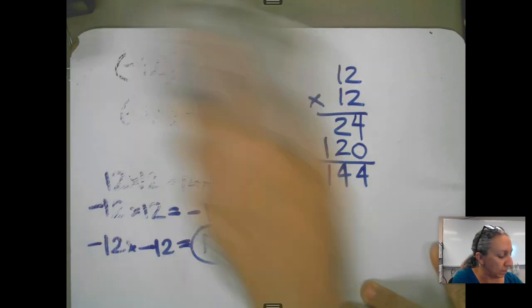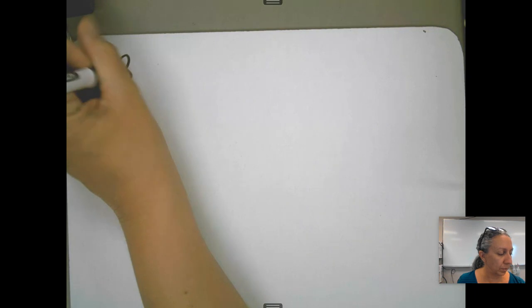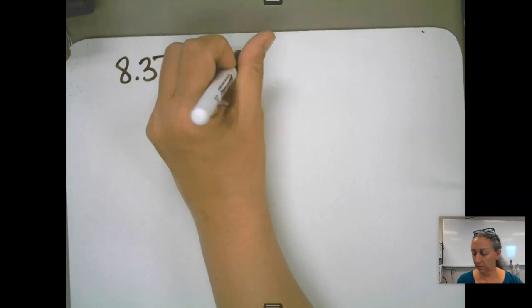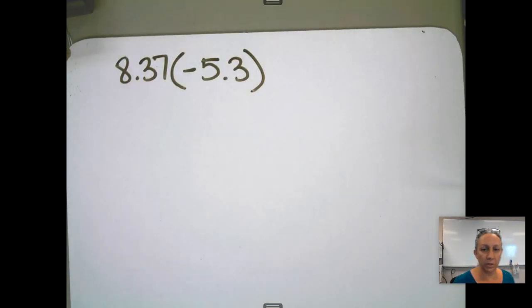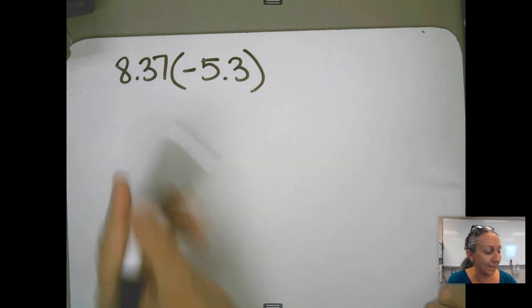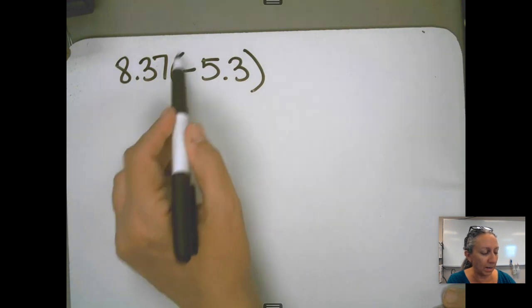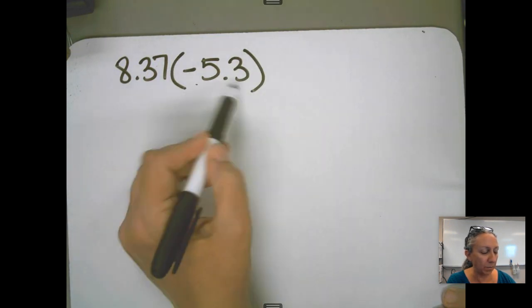All right, the next problem is, take a look at it, 8.37, and then a parenthesis and a negative 5.3. So when two things are right next to each other and there's parentheses right there, that means multiplication. So this problem is a multiplication problem. This is not 8.37 minus 5.3. This is 8.37 times negative 5.3.